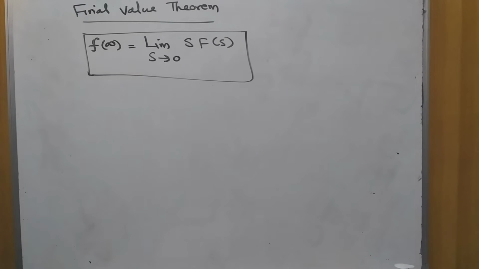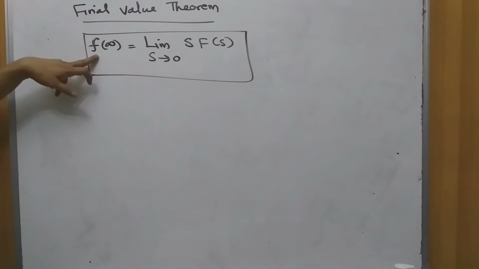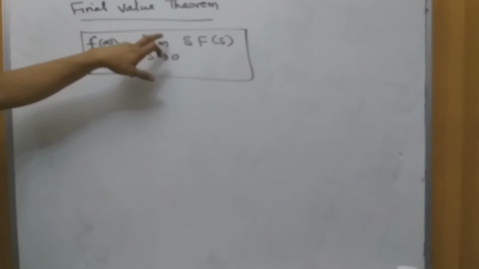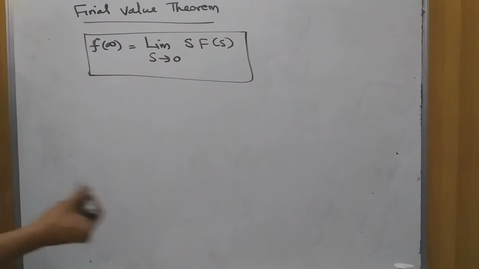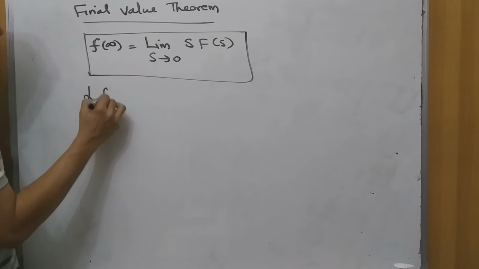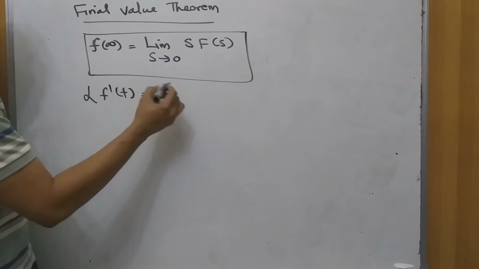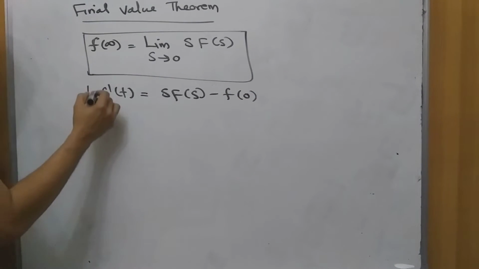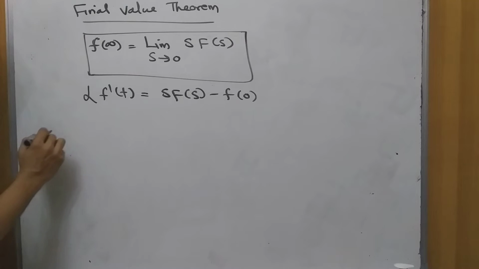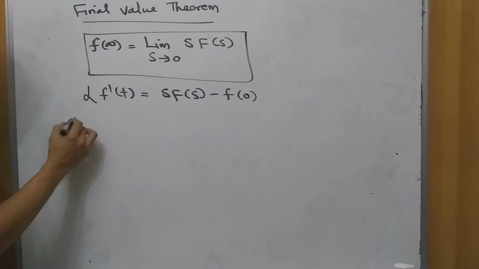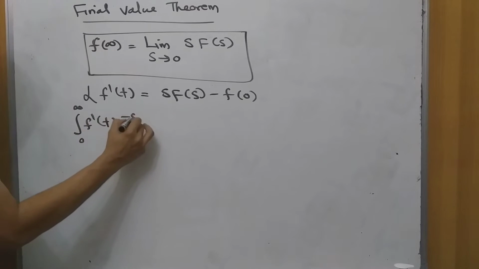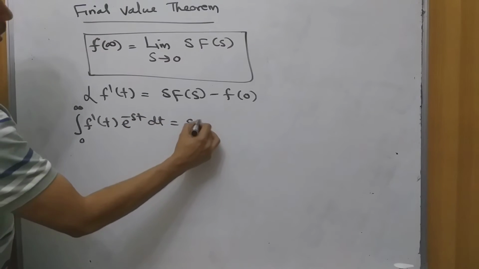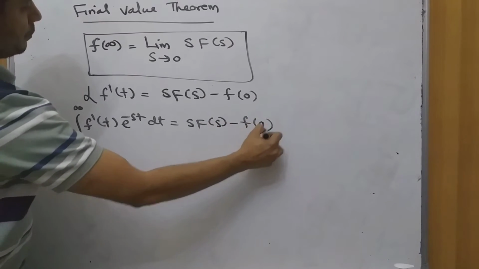There is another important theorem, which is the final value theorem. According to the final value theorem, the final value of a function is given by s into F of s, limit s tends to 0. So we'll apply the same rule. Laplace transform of f dash of t is equal to s into F of s minus f of 0. Now we apply the basic definition of Laplace transform, that is nothing but the integral from 0 to infinity of f dash of t e raised to minus st dt, that is equal to s into F of s minus f of 0.